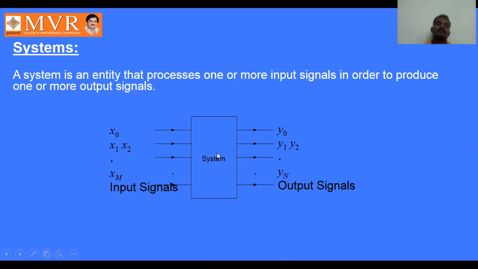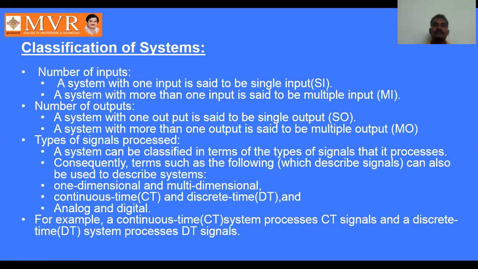So this system is an entity that processes one or more input signals in order to produce one or more output signals. We have m input signals here. The system takes m input signals, processes them, and gives n output signals. That's why you can say that a system is an entity that processes one or more input signals in order to produce one or more output signals. Then coming to the classification of systems, how these systems are classified based on the number of inputs.